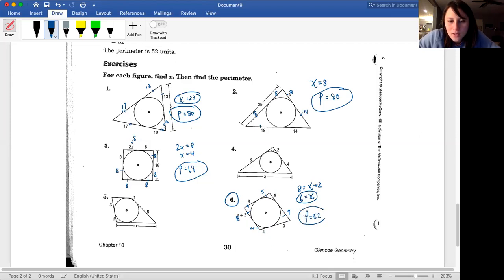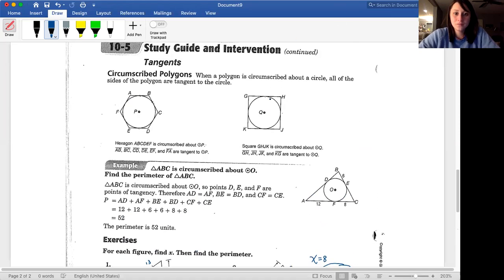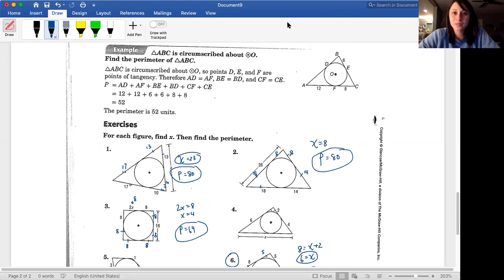Okay, I think you guys get the idea. So hopefully these other two are good, but really you're applying what you know about tangents and using that. That's all you're really doing. Okay, that's all I have for you.